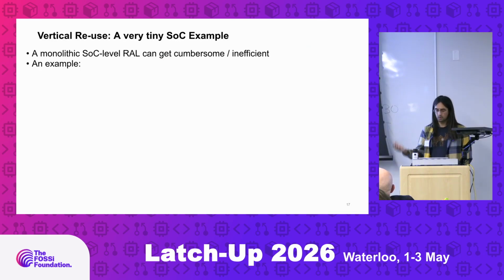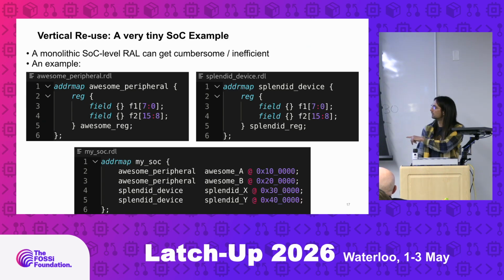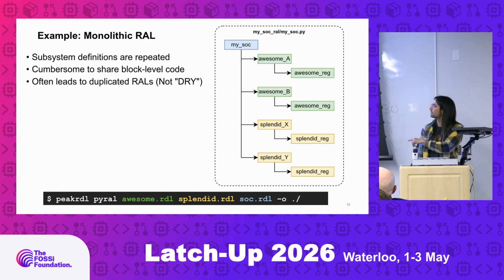Another thing you can do is vertical reuse. With a monolithic RAL, it's a little cumbersome to reuse components. As an example, if we have two separate register files and then we stitch them together in an SoC, you get something like this. You get this monolithic design, and this is pretty small, so it doesn't make much sense to do vertical reuse, but you can see that it may not scale too well if you have a large SoC with a bunch of different subsystems with tests.